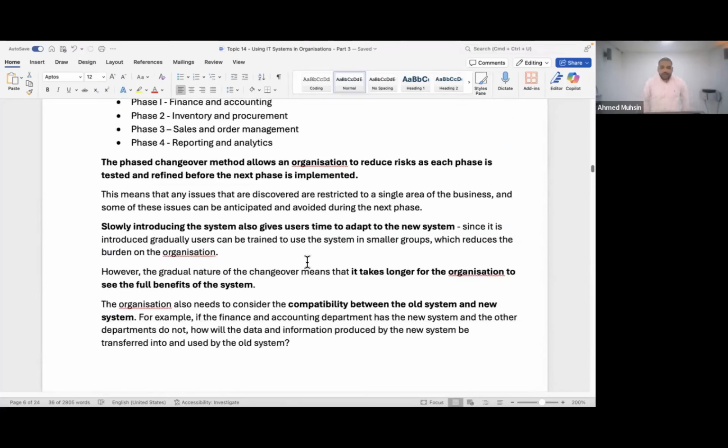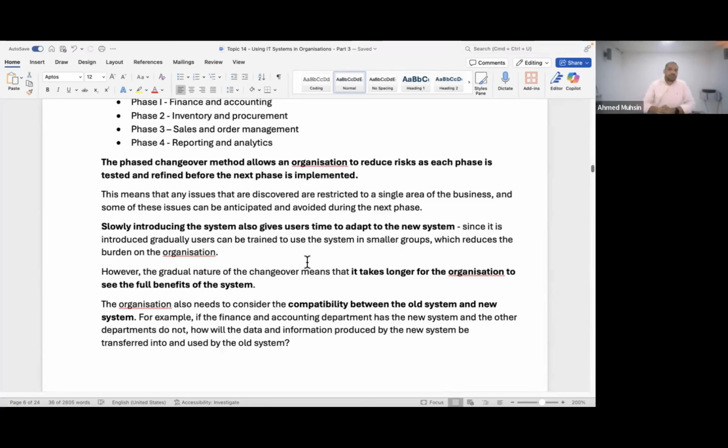Phased changeover allows an organization to reduce risks as each phase is tested and refined before the next phase is implemented. You guys understand that point? If a problem were to come up in the new system, does the whole company get affected? Does only a department get affected? Only one particular department is going to get affected. So the risks are minimized. That's a major benefit with phased changeover. Only one particular department is going to be affected.